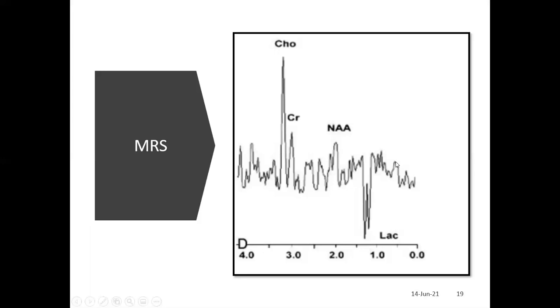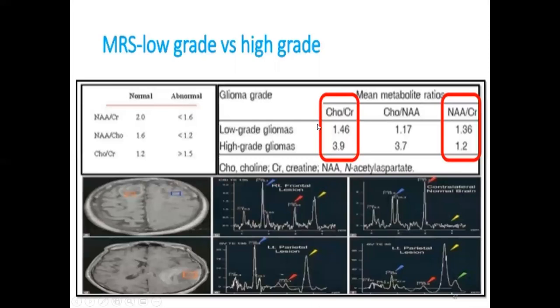In the MRS picture, there will be a choline peak and no lactate peak, with a decrease in NAA, and you have to look at the choline creatinine ratio. If the choline creatinine ratio is roughly around 1.5 to 2, it is regarded as a low grade glioma. If it is more than 3 or 4, it is known as a high grade glioma, with more choline peak in high grade gliomas.